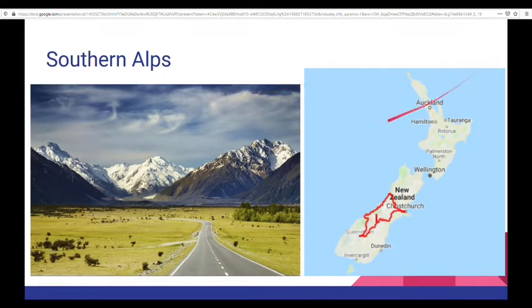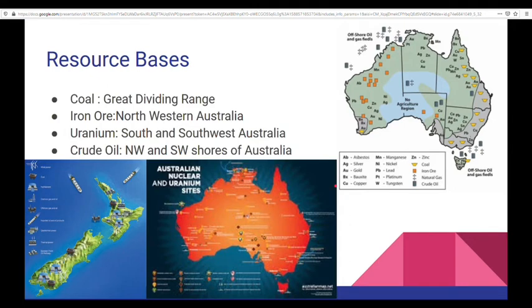The resource bases. Now, Australia really has 4 major resource bases. It has coal, which is located in the Great Dividing Range, iron ore, which is in northwestern Australia, uranium, which is south and southwest Australia, and crude oil, the northwestern and southwestern shores of Australia. Now you can see by this map here, very large amounts of coal in the Great Dividing Range, and lots of iron in the Western Plateau. And this is where most of the natural resources come from.